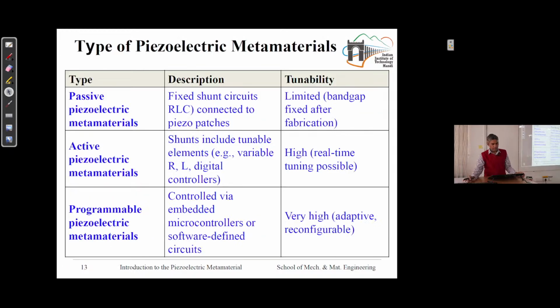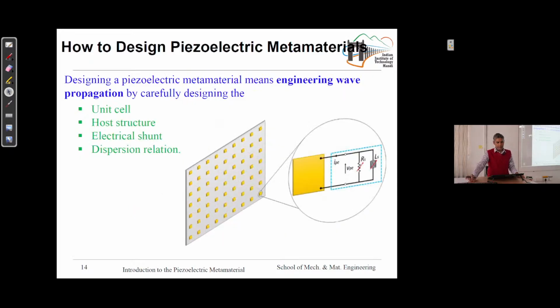Now, types of piezoelectric metamaterials. Passive piezoelectric metamaterials. Basically, we can classify these based on the shunt circuit. So we have RLC; if there is no outside control on this, then it is passive. If we have a controller as well, then it is active. Sometimes we can also make programmable piezoelectric metamaterials, controlled via an embedded microcontroller or software-defined circuits. This is some advanced level, so we should not worry about this at the moment.